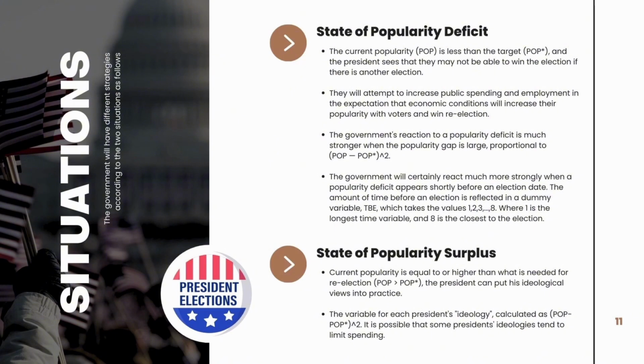And another situation is the state of popularity surplus, when current popularity is equal to or higher than what is needed for re-election, or pop more than pop star. The president can put his ideological view into practice. The variable for each president's ideology is equal to 1 and multiplied by the available room, calculated as (pop minus pop star) to the power of 2. It is possible that some presidents' ideologies tend to limit spending.